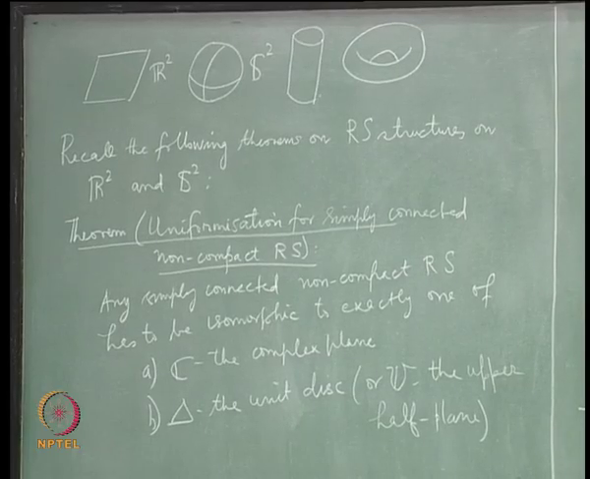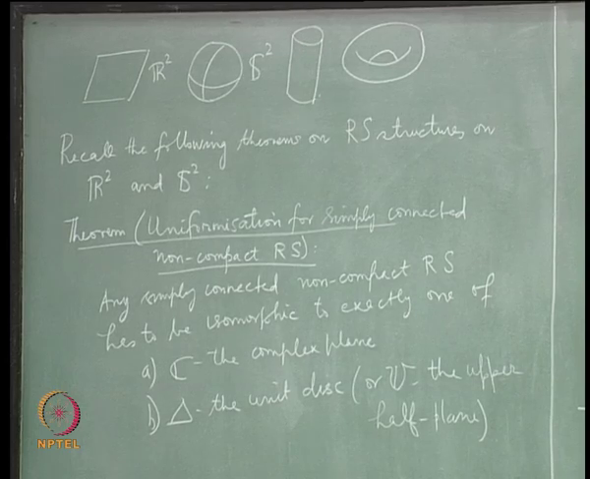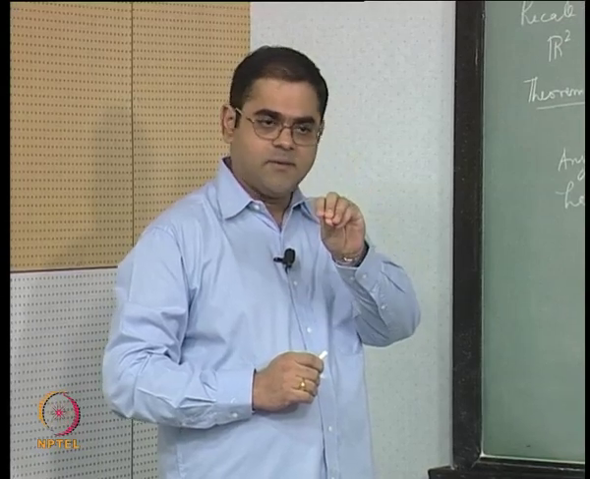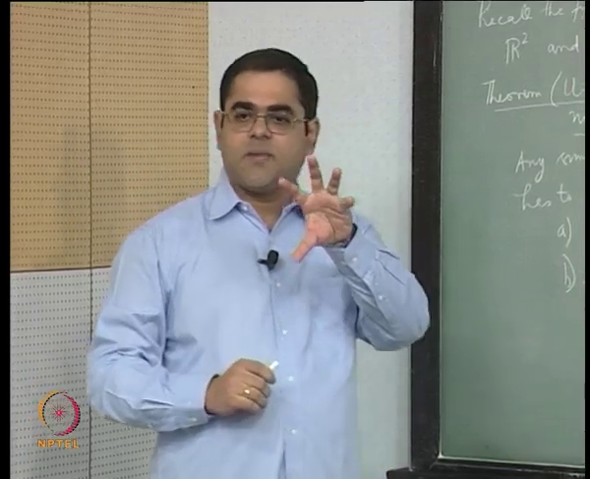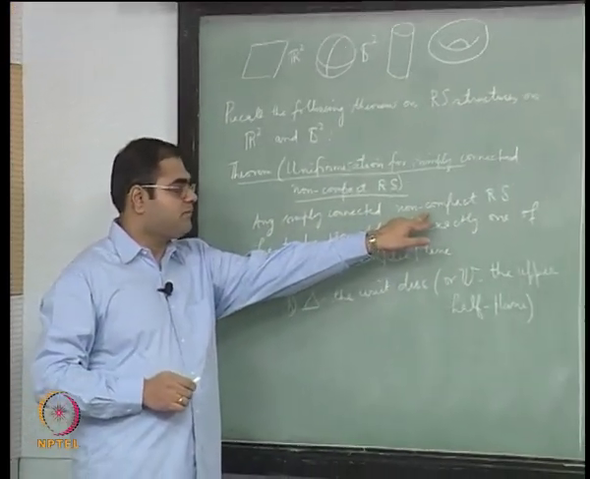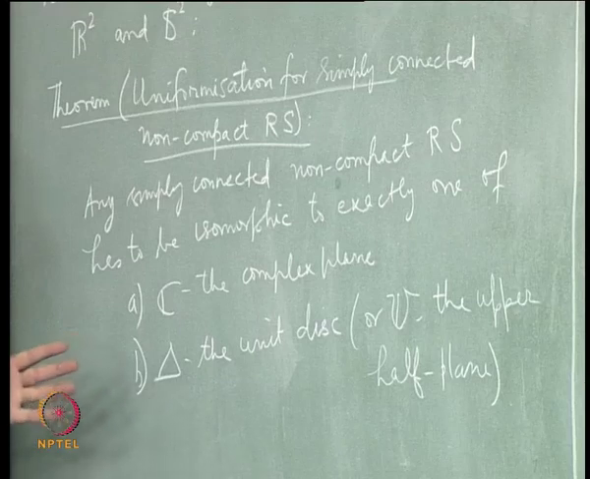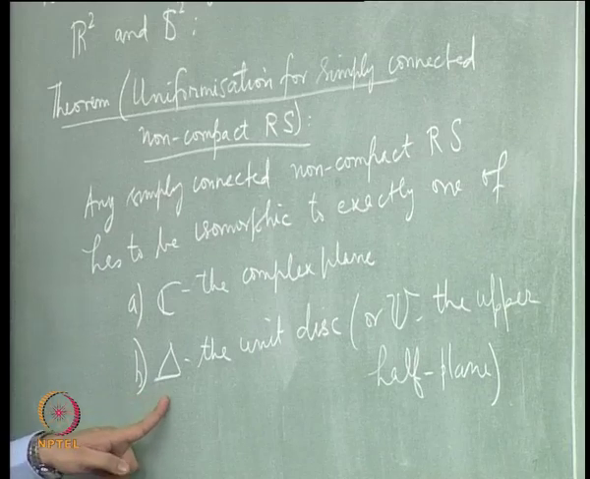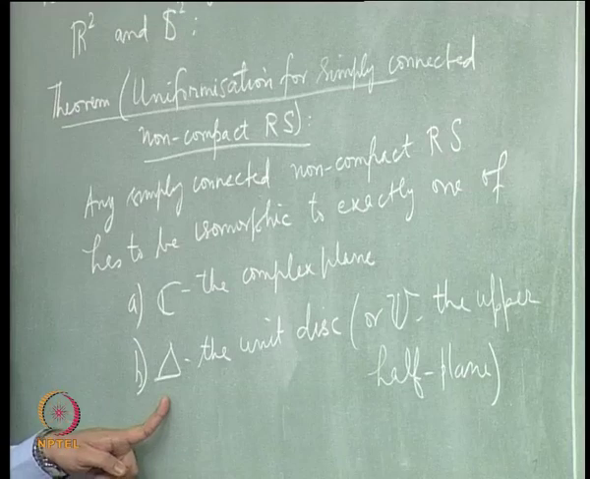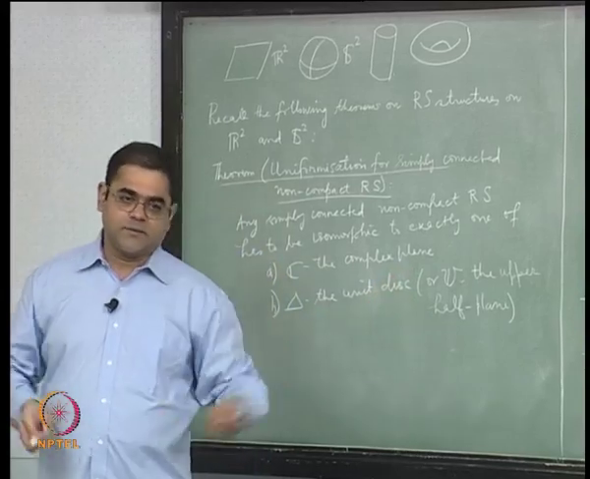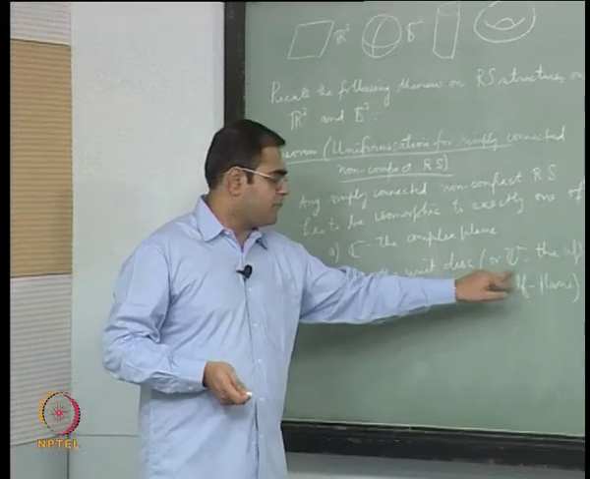Take a Riemann surface which is simply connected. So simply connected means that any closed loop on the surface which is a continuous image of the interval can be shrunk continuously to a point, okay. So that just says that there cannot be any holes in the surface, okay. And you take a simply connected Riemann surface and assume that it is also non-compact, and then the uniformization theorem says that it has to be either isomorphic to C or it has to be isomorphic to delta. Delta is a unit disk, and you know you can always find a biholomorphic map, a Möbius transformation in fact, which can map delta to the upper half plane. You can map any disk into any half plane, you know that. So yeah, instead of delta I could have also said U, okay.